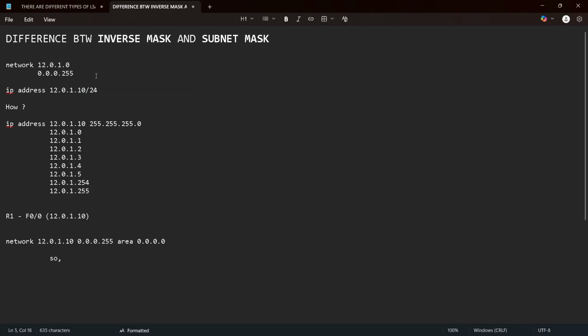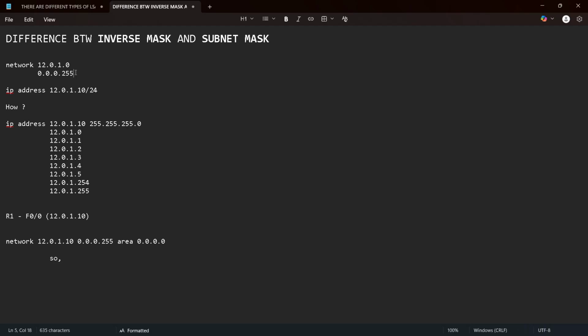Now, in OSPF, we will go and give the command network. This is the network 10.0.1.0. This is the network address, right? Along with the inverse mask. So for this, the inverse mask will be 0.0.0.255, right?